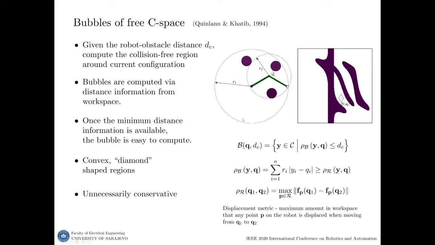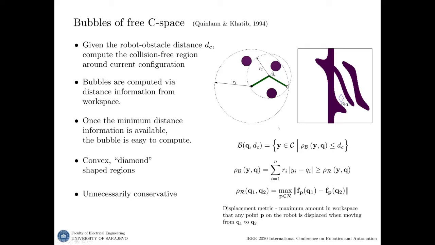In a nutshell, our main motivation is to avoid discrete or continuous collision checks of candidate local paths, but instead use the distance information from the robot workspace to build solution paths that are guaranteed to be collision-free by construction. One of the first attempts to do so is the so-called bubble of free CSpace. Assume the robot in configuration Q with a minimum distance dc from the set of obstacles.